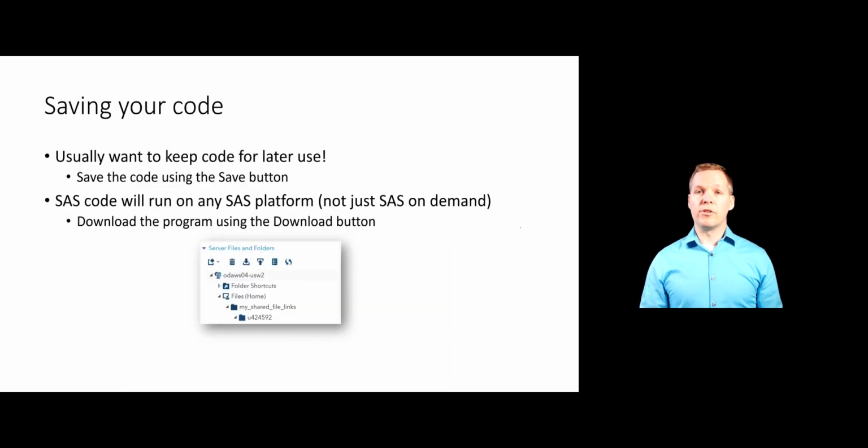And like we said before, usually you want to save your code for later use. That's the whole point of using programming languages generally. And so you can save the code with that save button, and it will again save on the cloud. And so you need to download that to your computer if you want to, say, move it to a different SAS environment. So you could use it in what we usually program in, SAS 9.4, for instance. And all you need to do is highlight the file you want and hit the download button.